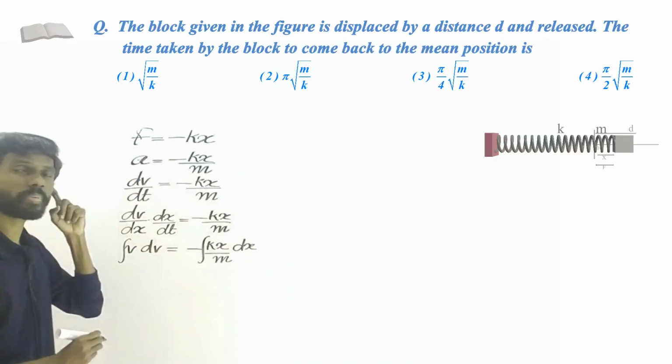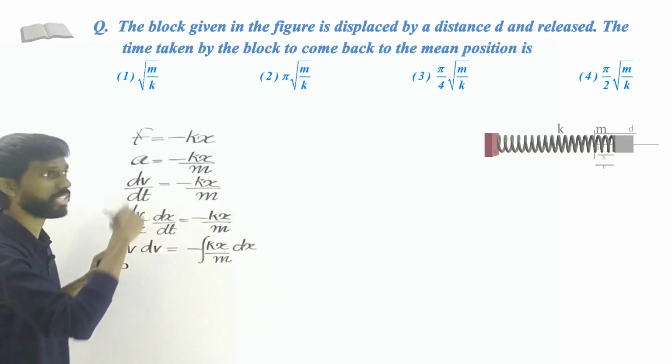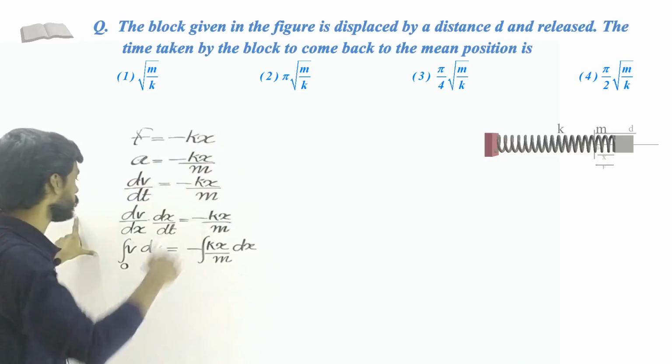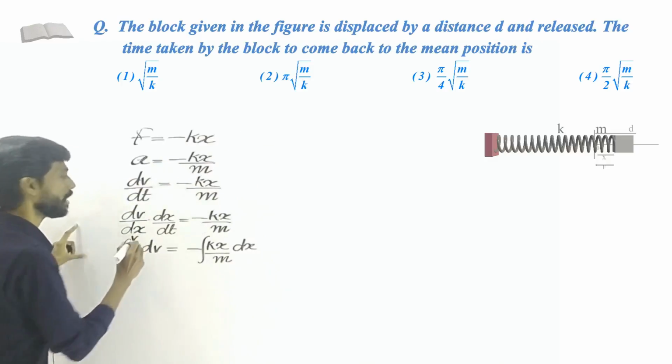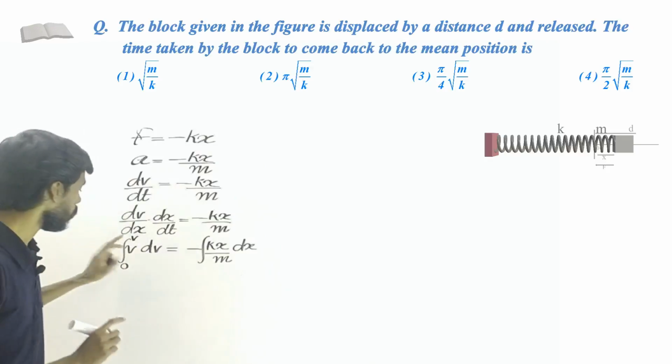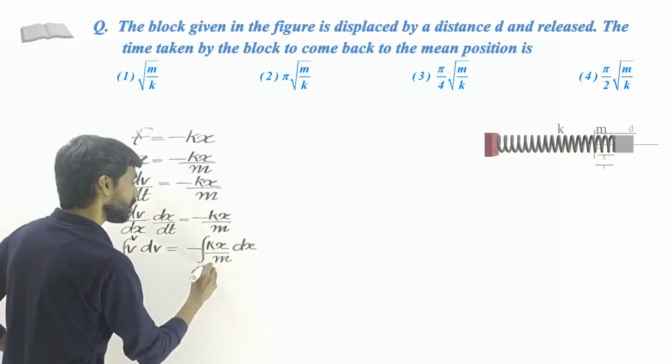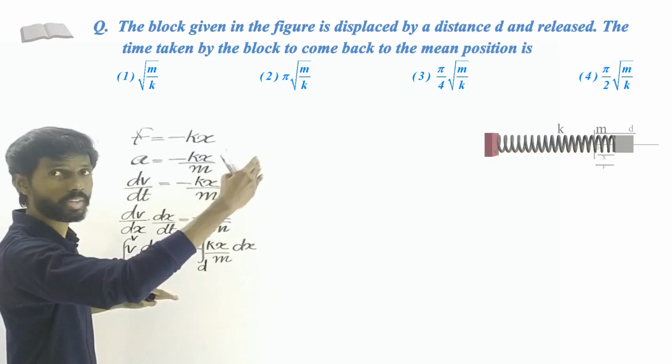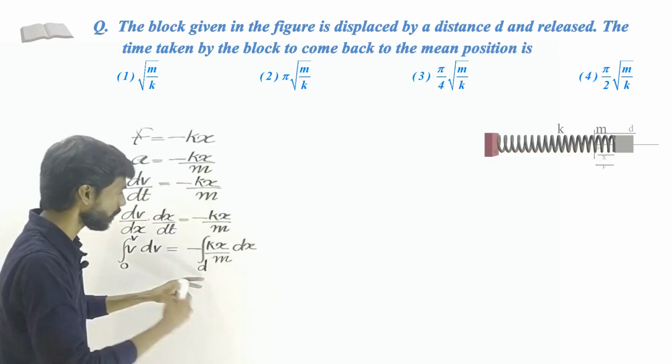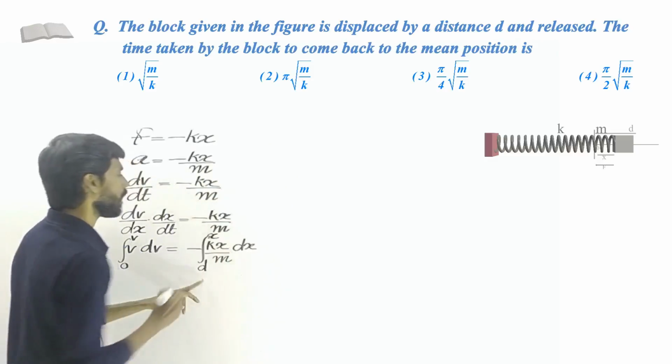Initially the speed is 0, right? The velocity is 0 initially at the extreme point, and at some point in between the velocity is say v. Similarly, initially the distance is d. x is d, that is the right extreme point. Then at some point in between, we have distance x.